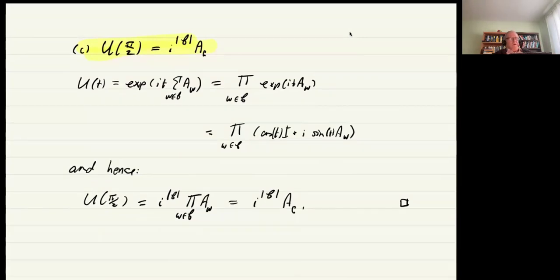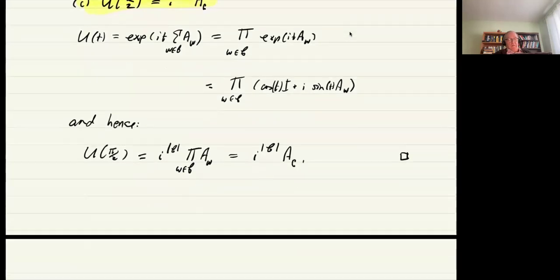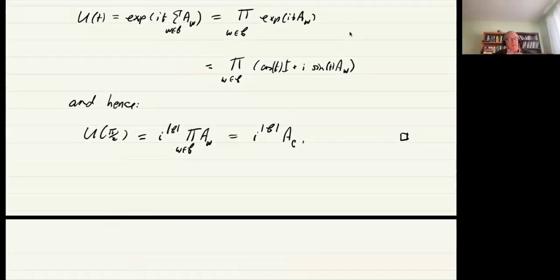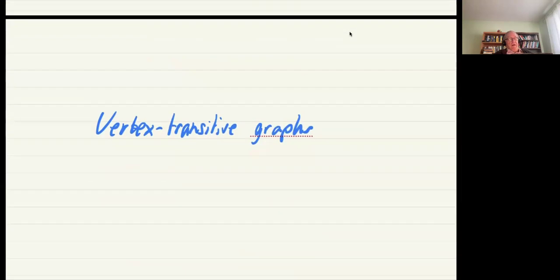I have a paper on this with Severini and Anna Bernasconi, and they wrote down their own proof of this and made it more complicated. But anyway, this is a very simple proof of the useful fact.